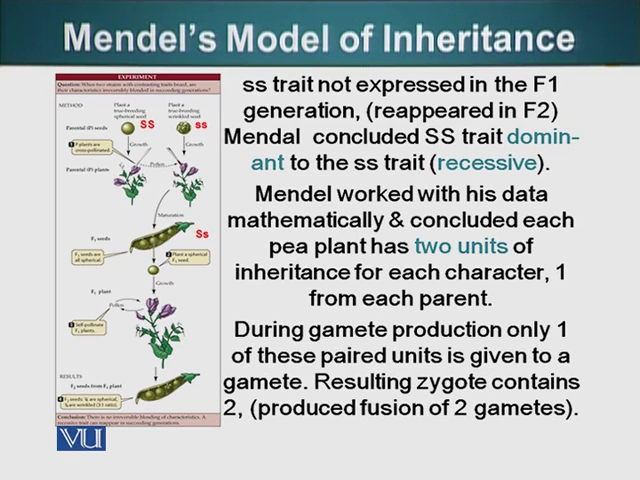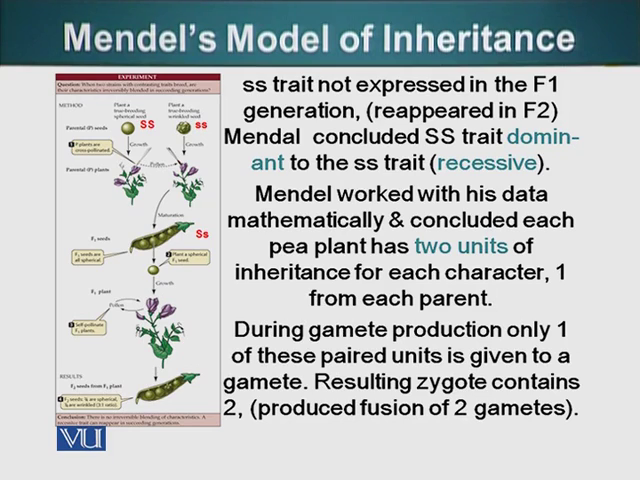Additionally, Mendel concluded that during gamete production, that is the production of pollen or the ovaries or the eggs, one of these paired units is given to the gamete, not both, but just one of them. And the resulting zygote contained 2 particles for the same trait, since the zygote was the product of the fusion of 2 gametes.